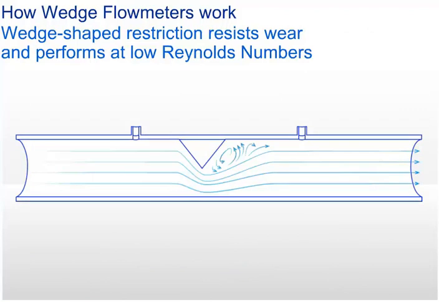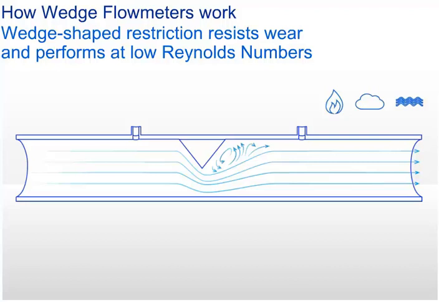Wedge meters were originally developed by the Taylor Instrument Company, which later became part of ABB in the early 1960s, for the measurement of slurry and other mining processes. It has evolved into a universal flow meter for gas, steam, and liquids. The wedge meter is particularly suited to the measurement of viscous and/or erosive fluids.